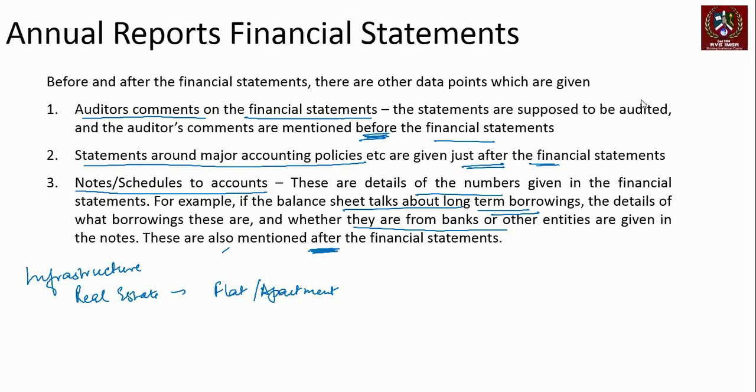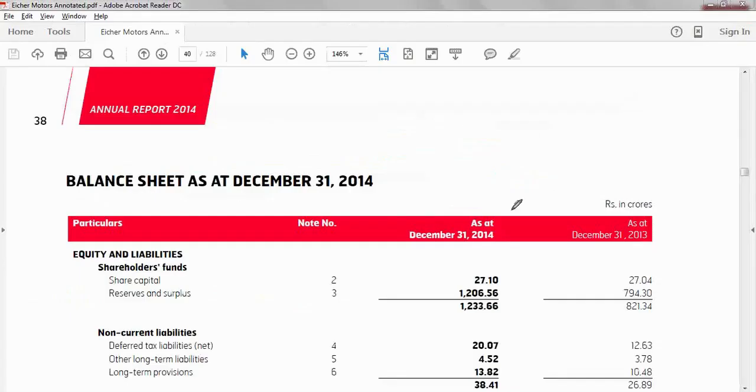Let's now look at our company Eicher and try and gauge how they give their statements. So that's Eicher Motors for us. Around page number 40, you see the balance sheet as on December 31st. You see all these shareholder funds and you have these note numbers. The notes will have details.